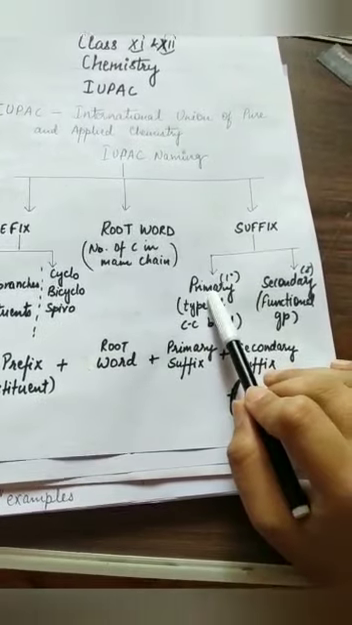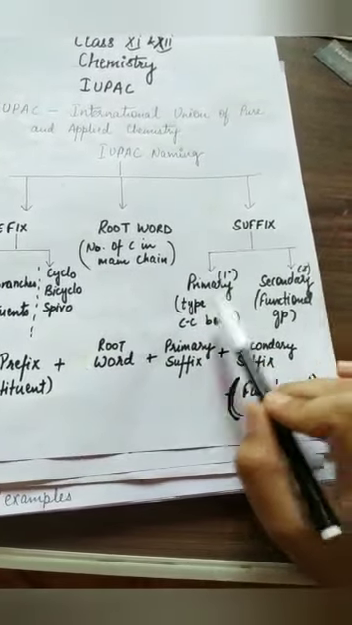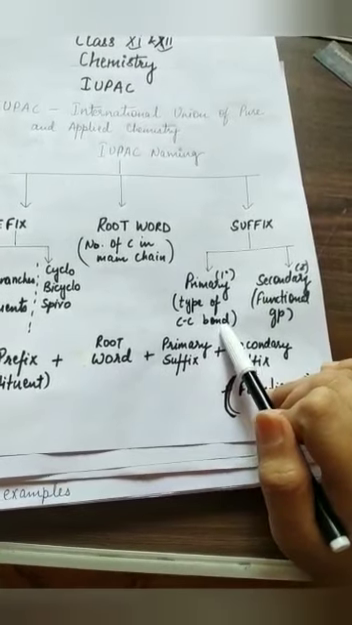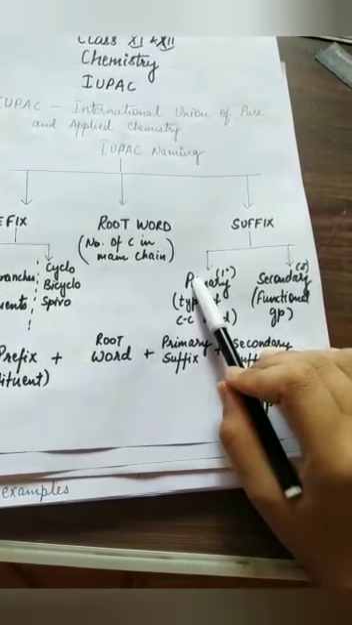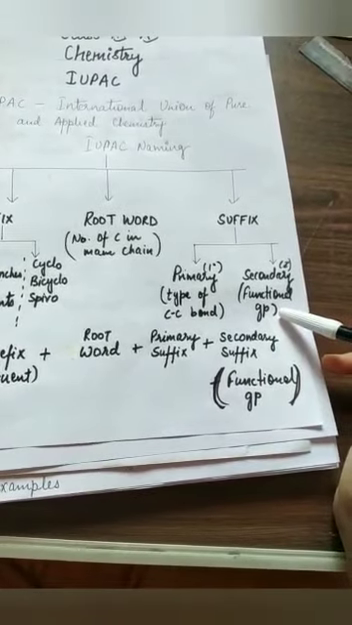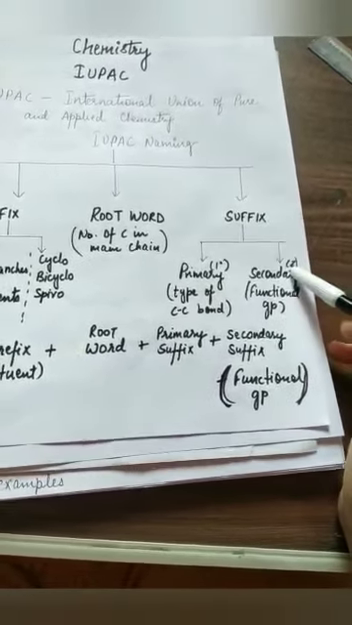Primary suffix, how can we find out? The type of carbon-carbon bond present. By this we find out the primary suffix. And secondary suffix, the functional group present. With the functional group present, we can find the secondary suffix.